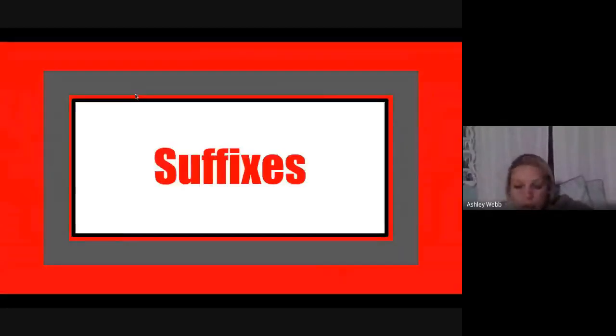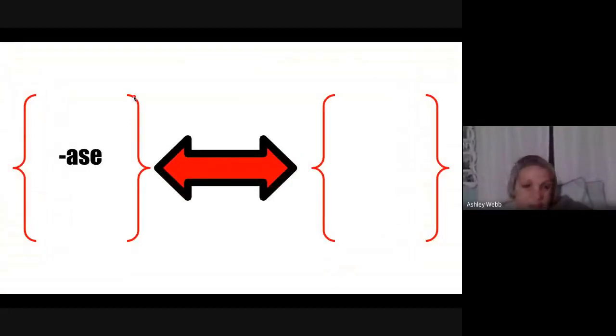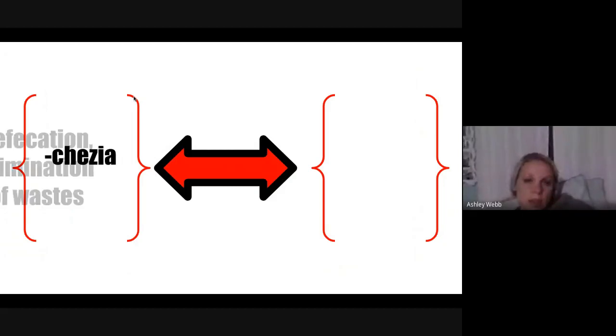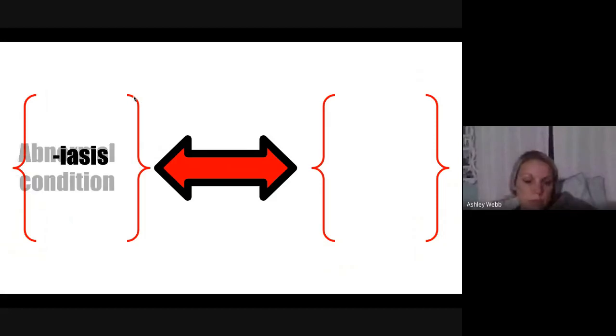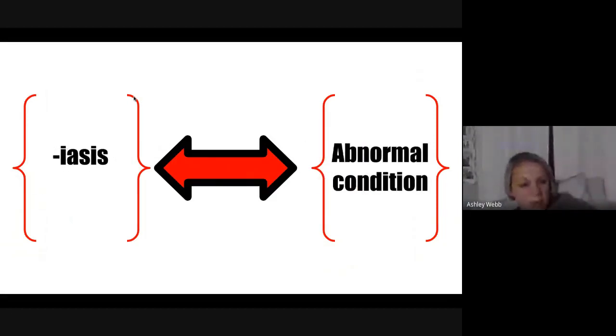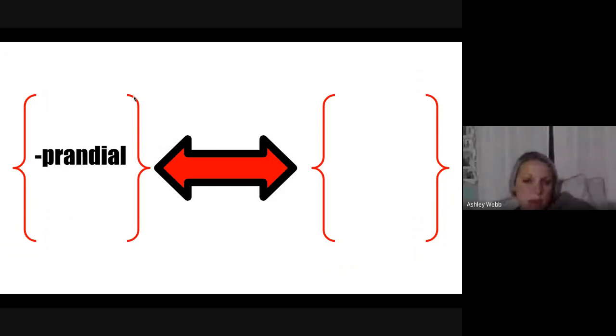Then we get into suffixes. Okay, there's just 4 suffixes. Ace, that is an enzyme. Okay, we're pretty familiar with that, of course, from our science classes and talking about enzymes. Defecation or elimination of waste. Abnormal condition. I think that maybe is one that we've gone over for a while as well. And then we have meal.